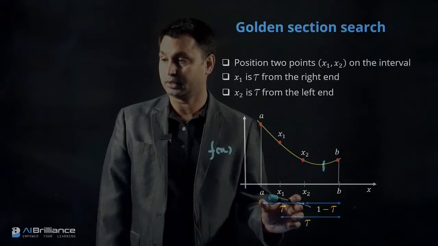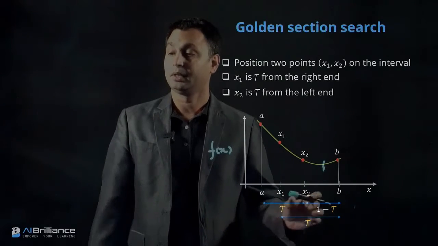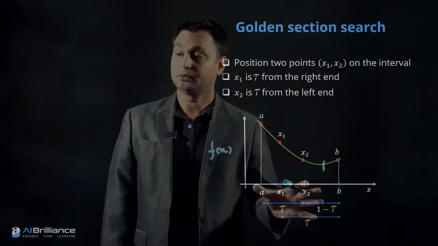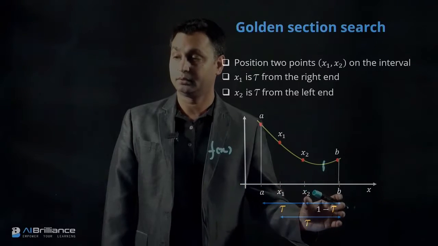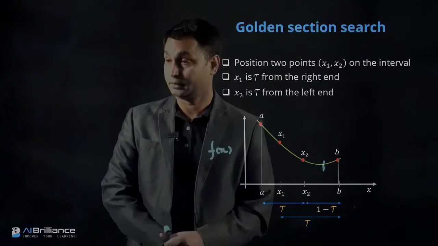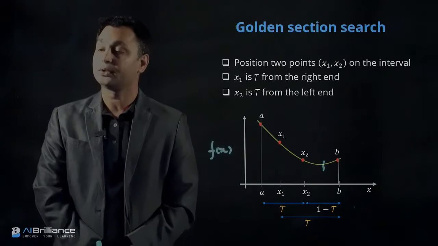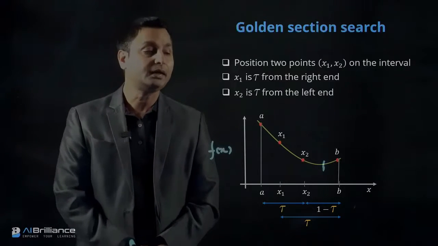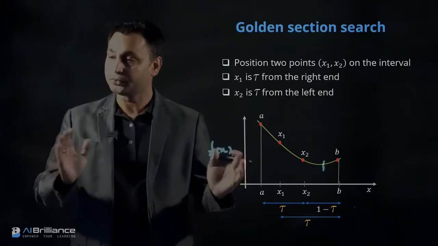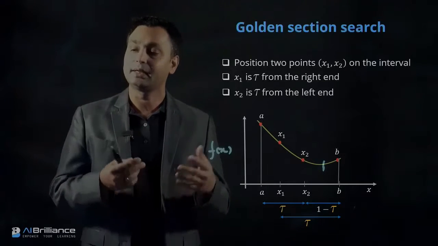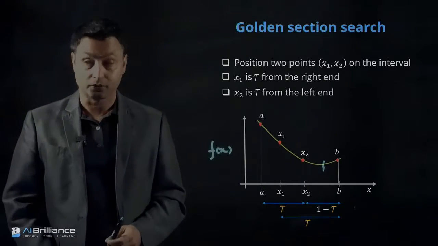So you can see this tau and this tau are the same, and correspondingly, if you assume that the whole interval is 1, then the remaining part will be 1 minus tau. Let's see how we can use this tau value, and let's find out what is a good tau value for this convergence approach. This idea comes from the golden section algorithm.